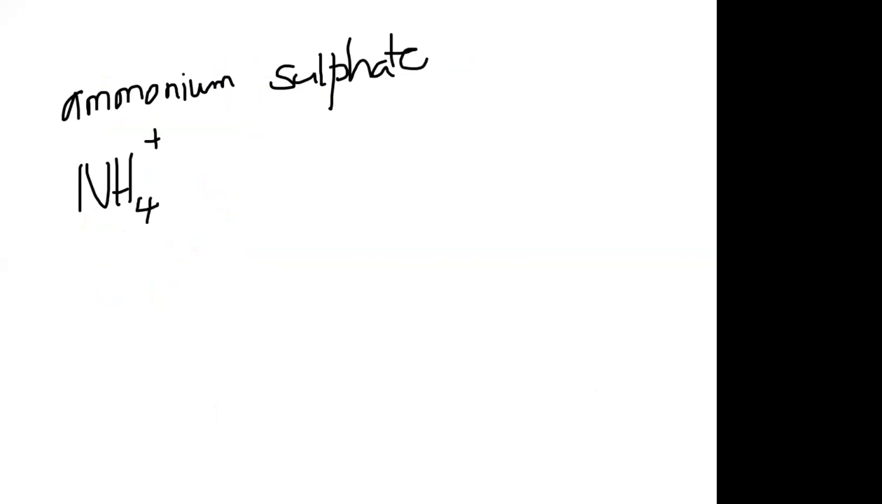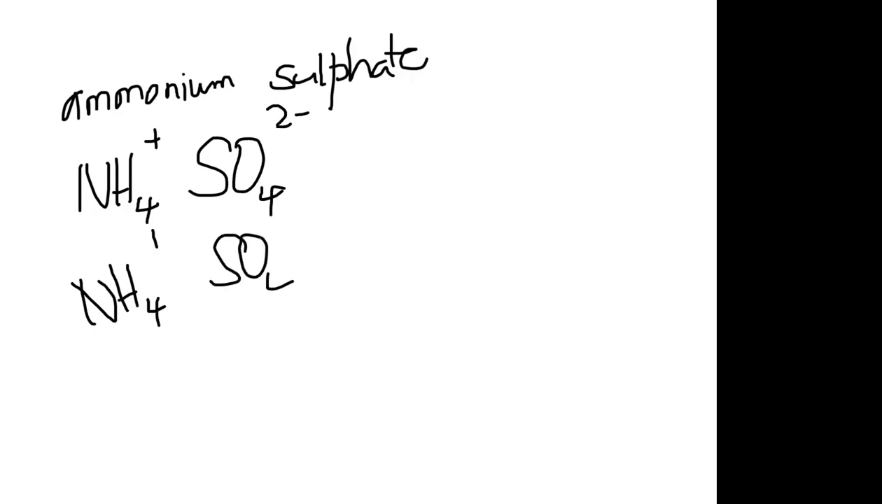Good. What's the charge on the sulfate ion? 2 minus. Give me the formula. Remember, when you give me the formula, give me everything. SO4 2 minus. Then we rewrite NH4 1, SO4 2. Swap the charge.